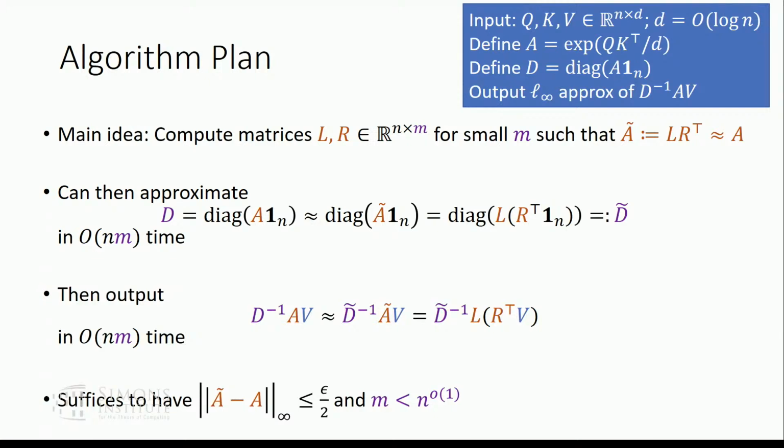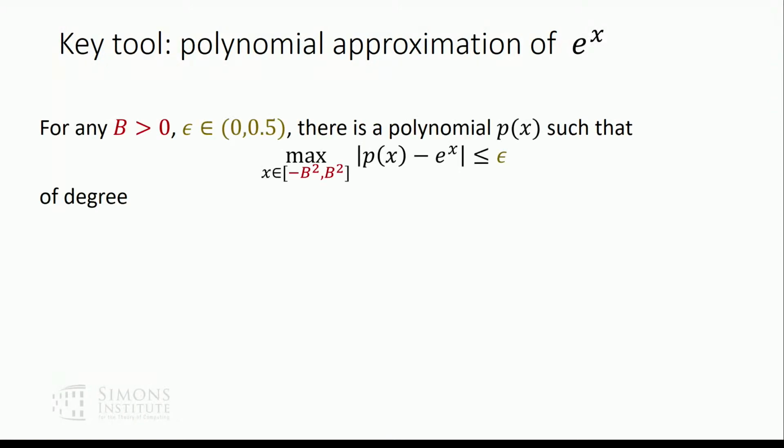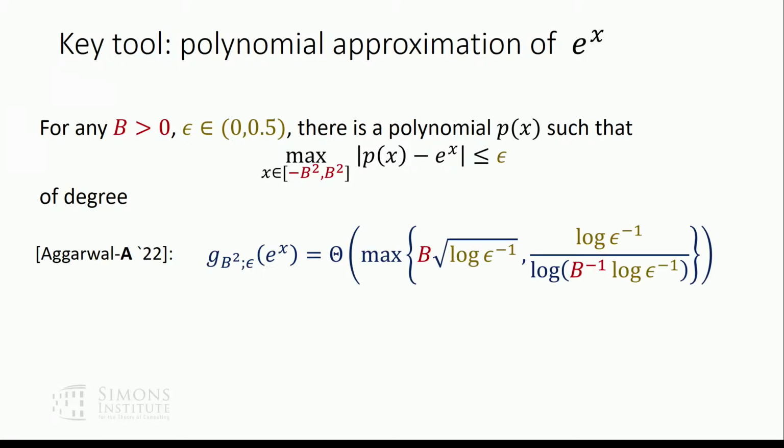How do we find these matrices L and R now? Well, the key tool is going to be polynomial approximations of the exponential function. So here's what I mean by that. In these approximations, there are two parameters: b, the interval you want to approximate over, and epsilon, how much error you're willing to tolerate. And we know that for any b and epsilon, there's a polynomial that, for any x between minus b squared and b squared, which is the range that we care about, approximates it with an additive epsilon, and it has degree the maximum of two terms.